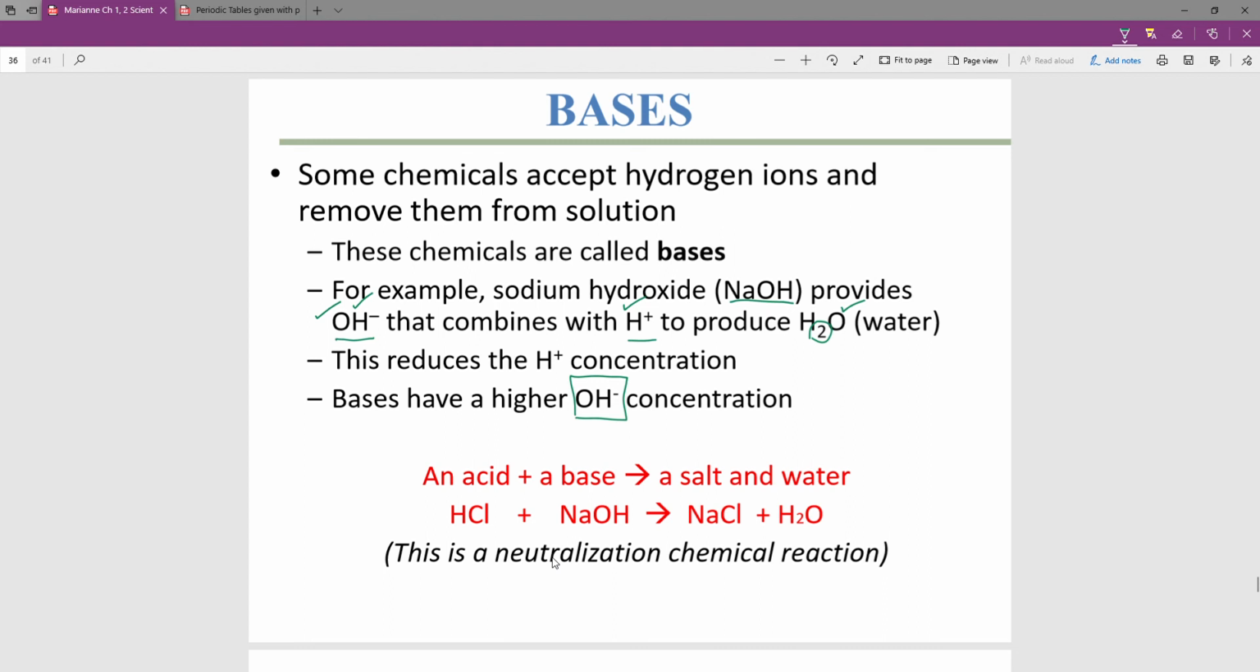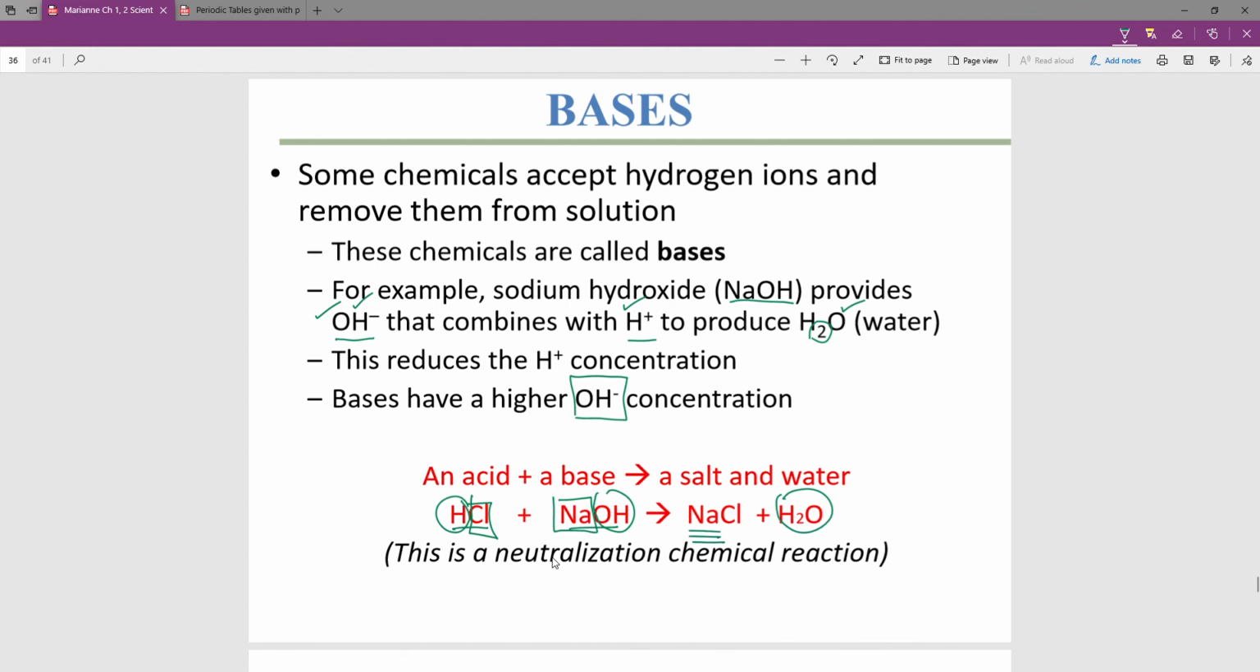As an example, if we combine these two, this is a neutralization chemical reaction. So we've got hydrochloric acid, which is an acid, and sodium hydroxide, which is a base. Well, what happens when they mix together is they swap partners. So we have the hydrogen and the hydroxide coming together to make that water. And then we have the sodium and the chlorine coming together to make the sodium chloride.